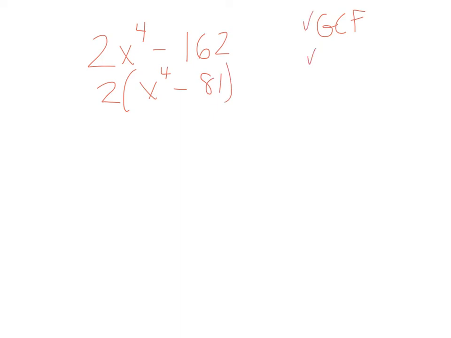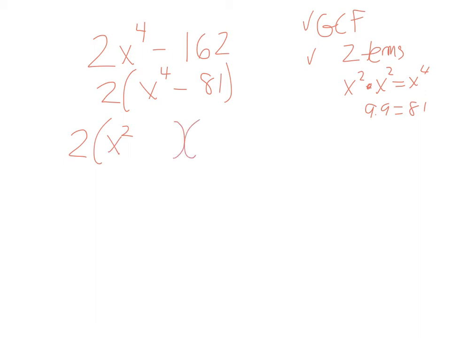Second type of factoring I can do, I look in the parentheses, I see two terms, I see a minus sign, I'm looking for perfect squares, and there are, because x squared times x squared equals x to the fourth, and 9 times 9 equals 81. So I don't lose the 2, I have to write that, and I'm going to write x squared and 9, make one of them plus and one minus.